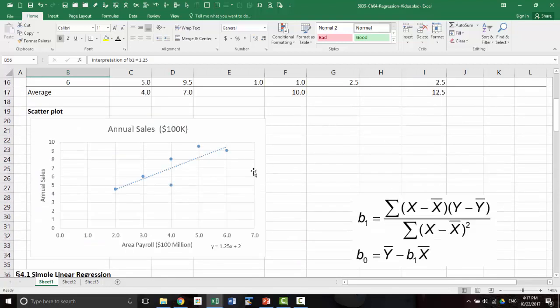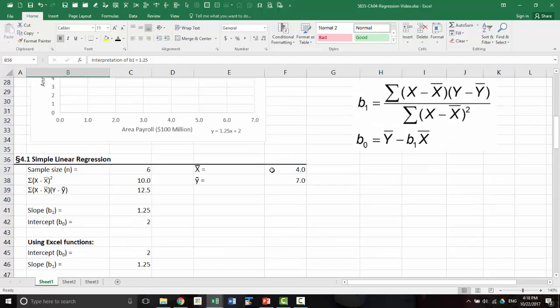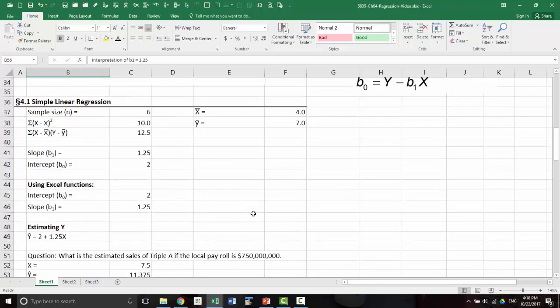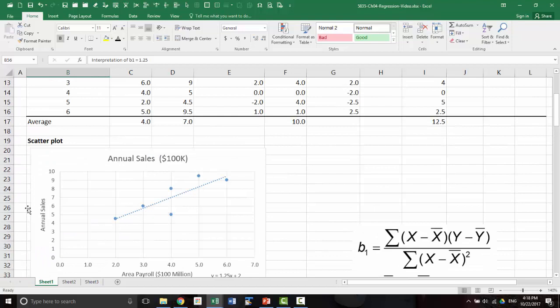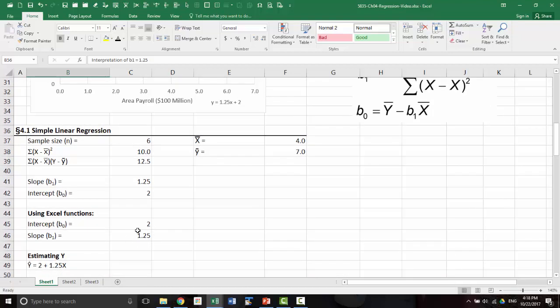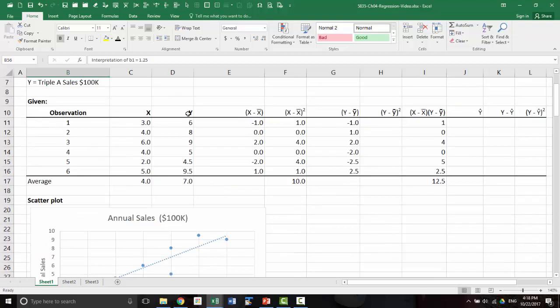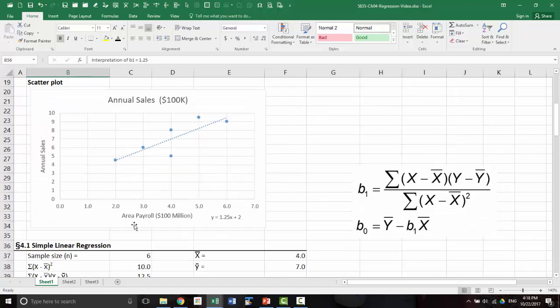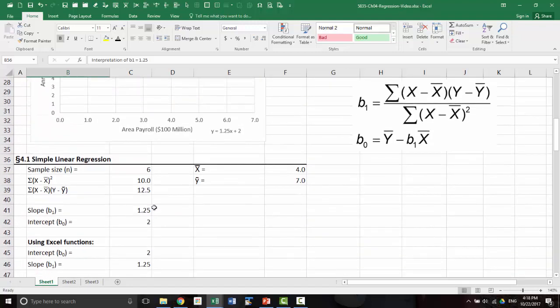Next, what does this 1.25 mean? Okay, what is the interpretation of the slope here? So interpreting B sub 1, which is equal to 1.25. This means the slope is about what happens to Y when X changes. The slope is in the same units as Y in the table. So Y is in $100,000 in sales. So the slope is sales in $100,000.